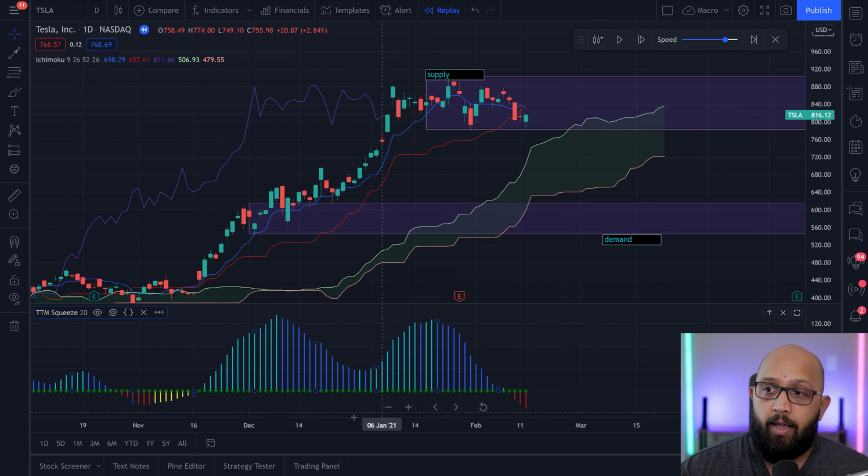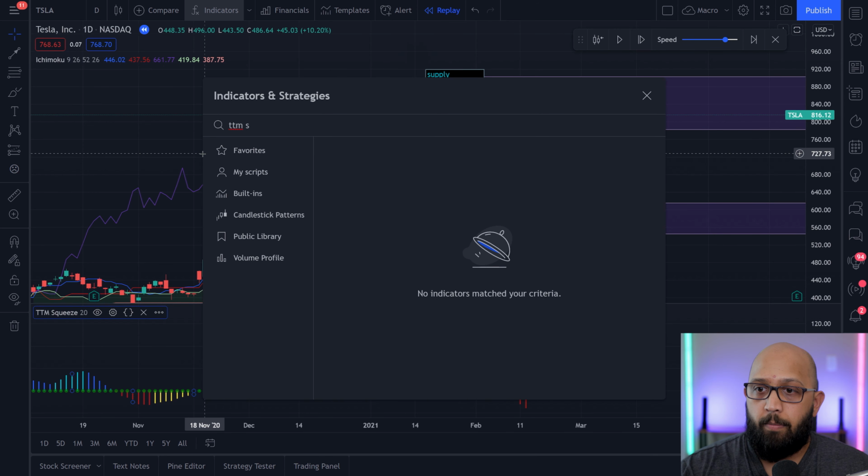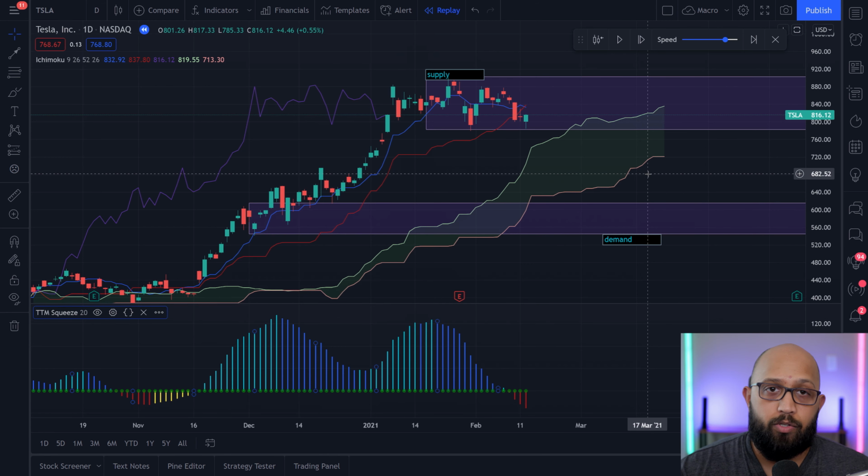In this video, we're going to talk about TTM Squeeze, a momentum indicator that can help you in your trading. Let's get into it. So we're in TradingView, and I already added TTM Squeeze to the chart here. You can go up to indicators and just type in TTM Squeeze, and there it is. And I believe this is only available on the paid version of TradingView.